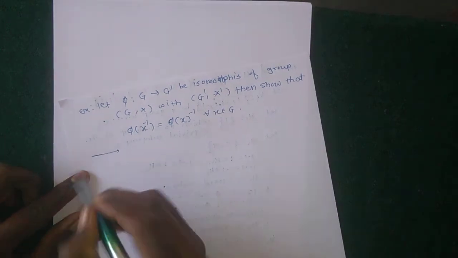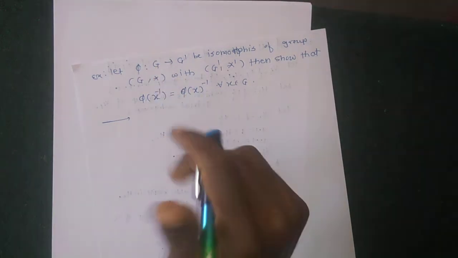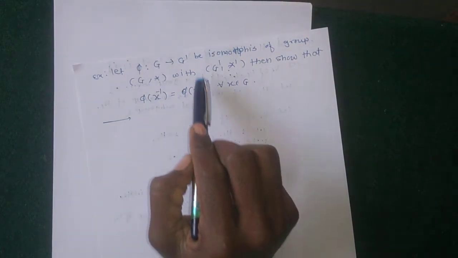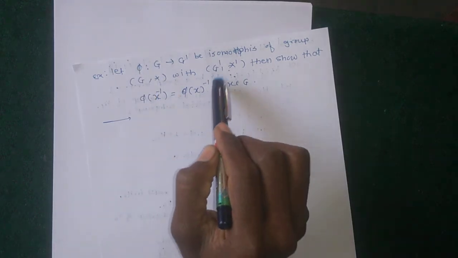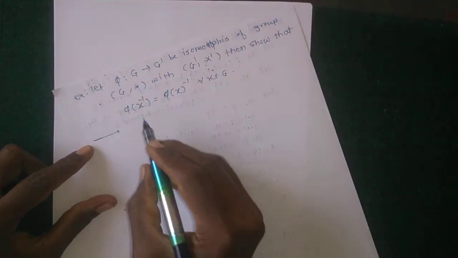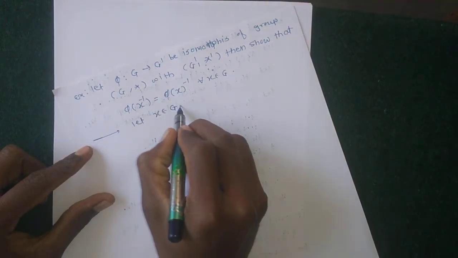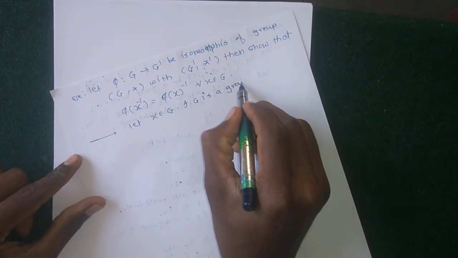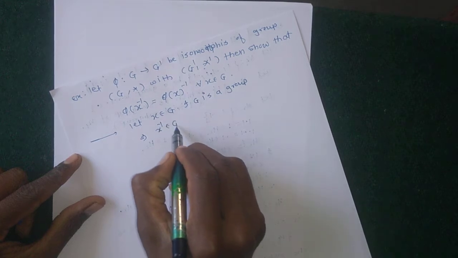This is very simple. How to prove this? Let x belong to G. G is a group, which implies that x inverse exists in G, and phi is applied on that inverse element x inverse. Then its value is phi of x inverse, meaning in G dash. So, solution: let x belong to G and G is a group, which implies that x inverse also belongs to G.